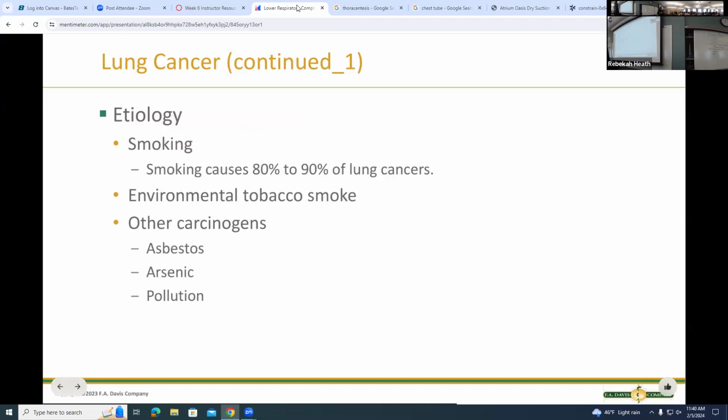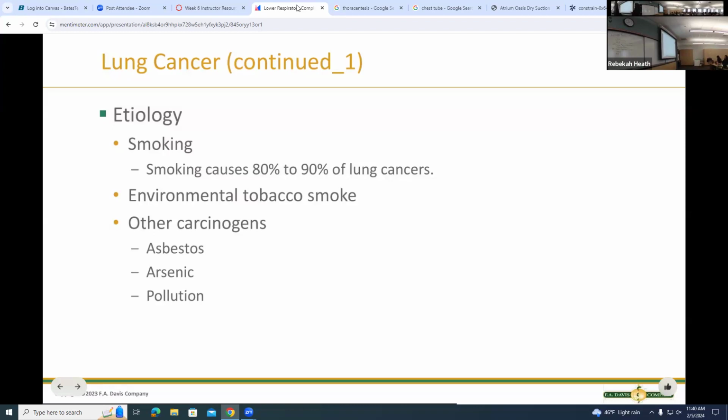Smoking. I know I feel like I'm talking about this all the time, but when we're talking about respiratory, smoking is such a huge risk factor for so many diseases, especially lung cancer. 80 to 90% of lung cancers are directly related to smoking. So when we're looking at patients' histories, that's something that's really important.